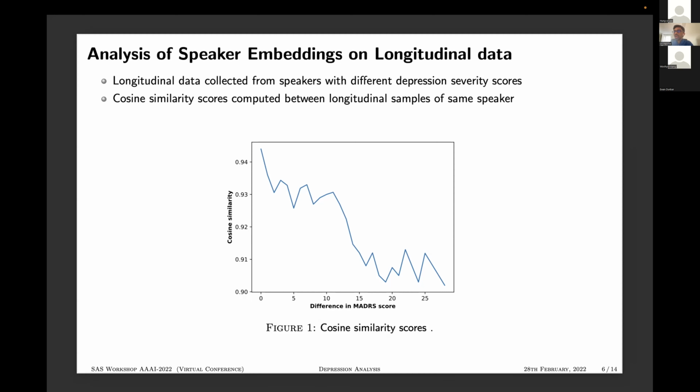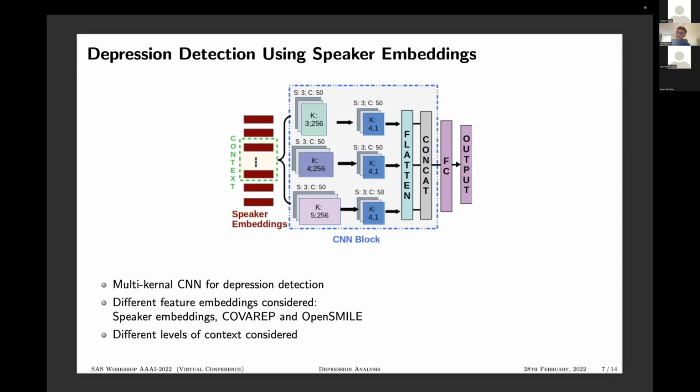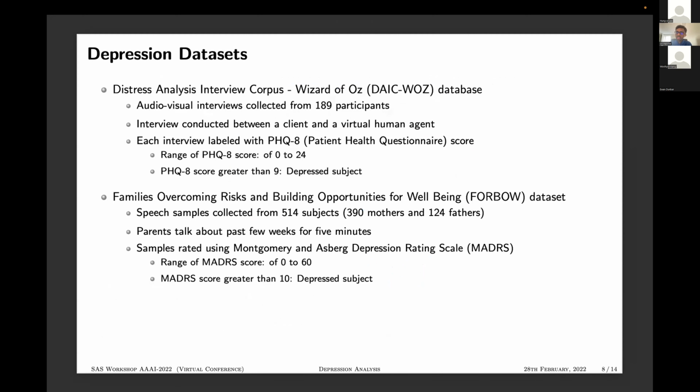So once we had this, now can these embeddings be used for depression detection? So given the speaker embeddings, we trained a model, and here the context is a sequence of segments. And then we considered 2 different data sets. One is a public data set and the other one is an internal data set. And they were rated on PHQ-8 and Madras scores.